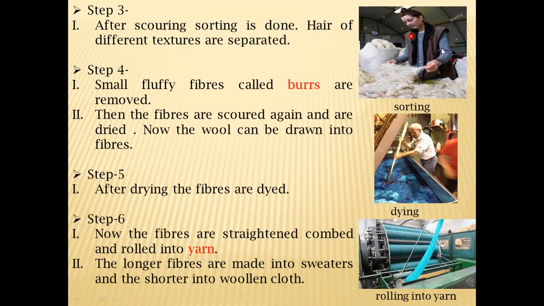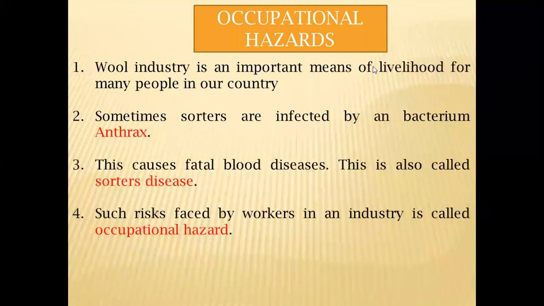And as you know, these shorter fibers are used for making a woolen cloth, as the longer ones are woven into sweaters. That's it, children. The fibers are woven into yarn like this, and then they are made into sweaters and woolen cloths. Let's move on to the next slide.